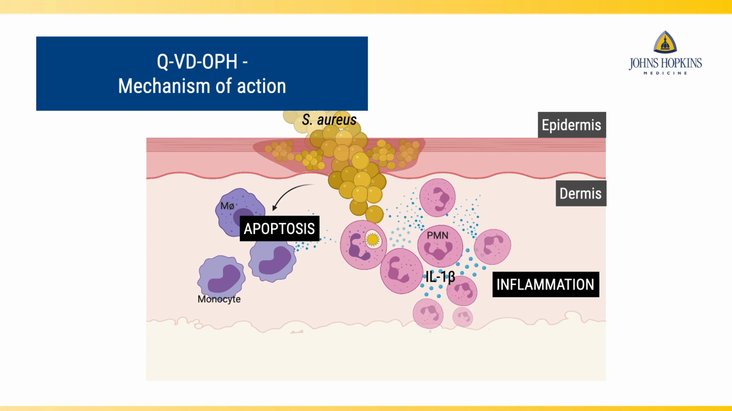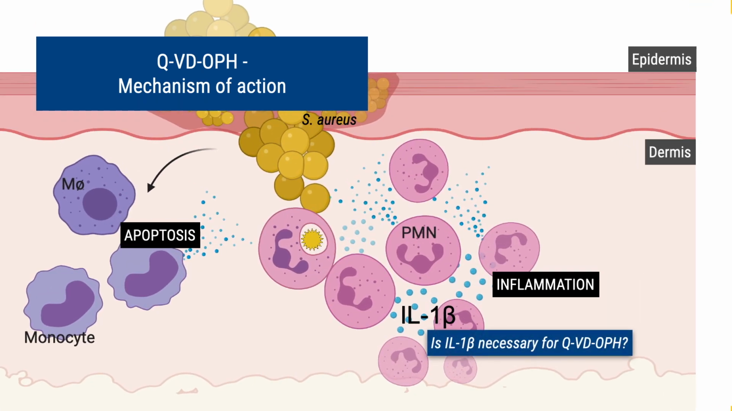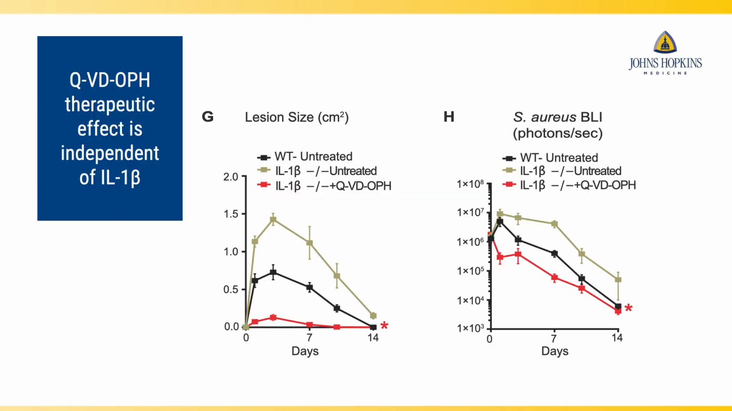Using MRSA skin infection as a model, we pursued to understand the mechanism of action of Q-VD-OPH. With IL-1 beta being a critical cytokine in the clearance of Staph aureus, and given the involvement of caspases in the processing of IL-1 beta secretion, we investigated the role of the IL-1 beta pathway in Q-VD-OPH treated mice. And when Q-VD-OPH was given to mice lacking IL-1 beta, we were still able to observe the therapeutic effects of the inhibitor, suggesting that the effect was independent of the cytokine IL-1 beta.